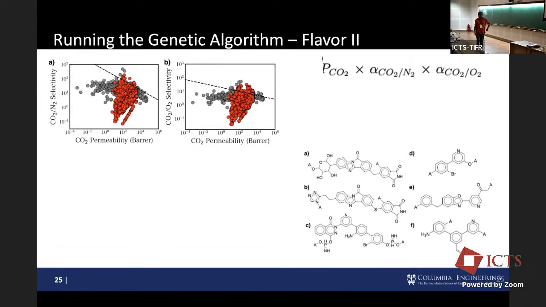So they played around, and the cost function that you use to optimize is something you pick empirically, right? You have no idea what it should be. And it turned out for that particular application, this product turned out to be the best. So it tells you that the product of the permeability of CO2 and the selectivity for these two gases, if you simultaneously maximize the product of that, that gave the right answer, okay?